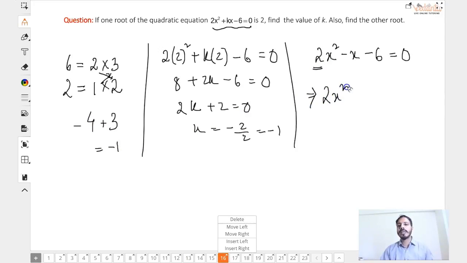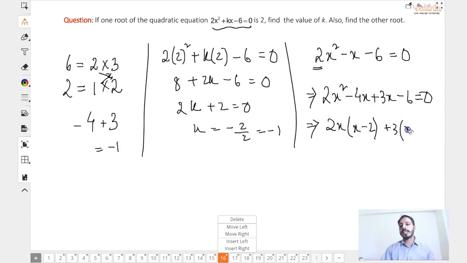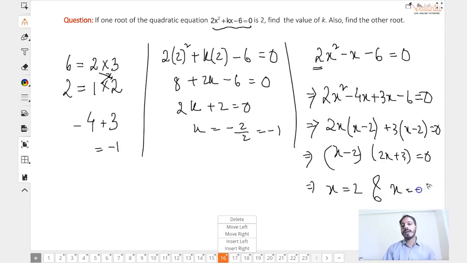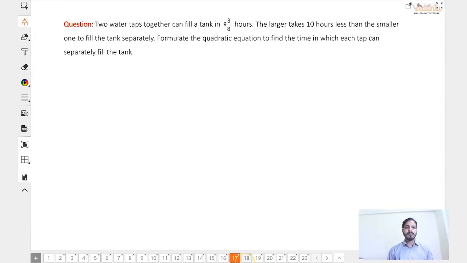So I can write this as 2x square minus 4x plus 3x minus 6 equal to 0. Now I will be able to factorize this. If I take 2x common, I'll get x minus 2, and plus 3 common, x minus 2 equal to 0. So now x minus 2 common, I will get 2x plus 3 equal to 0, and from here I will get x is equal to 2 and x is equal to minus 3 by 2. So one root they have already given us, that is 2. So the other root is minus 3 by 2. Okay, fine. So now let me go to the next one.